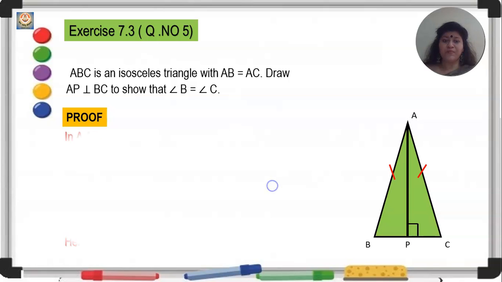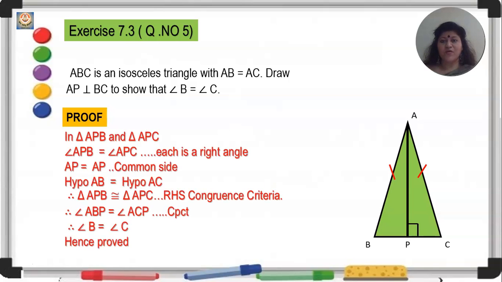By which rule? You will prove them congruent by the RHS congruence rule. And how so? The hypotenuse is congruent, right? And what is the criteria I said? That one of the perpendicular sides should be congruent. So isn't AP the other perpendicular side?